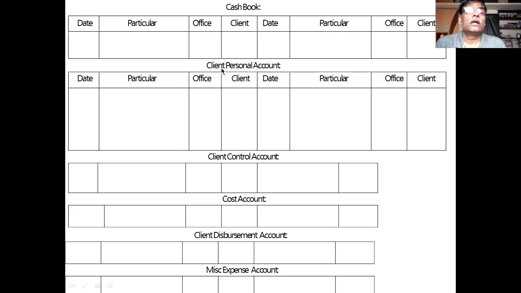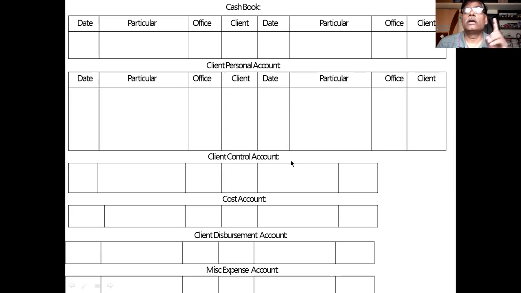Okay. And regarding client personal account, if the transaction is related to your office, you record in the office column. If the transaction is related with the client, disbursement or etc., you record in the client column. Receipts are there. Regarding payment, if the payment is made to the client by the lawyer, you record in the office column. If that payment is related with the client disbursements, you record on the credit column. Okay, this is the point you remember.